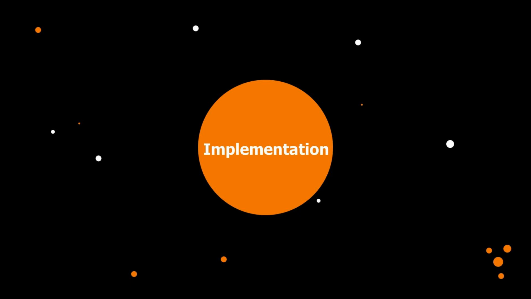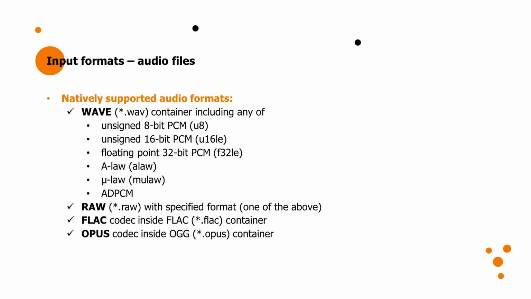Phonexia products implementation. Natively supported formats of input audio files are WAV container with unsigned 8 or 16-bit or floating point 32-bit PCM, ALAW, MULAW or ADPCM format, raw audio data of the same formats, FLAC format in a FLAC container, and Opus codec inside an OGG container. Other formats need to be converted to some of the supported formats, for example using the freely available FFmpeg or SoX tools. A note about the popular MP3 format.